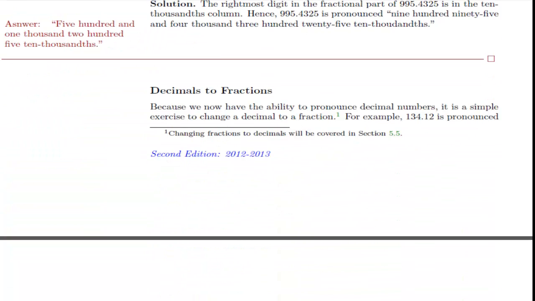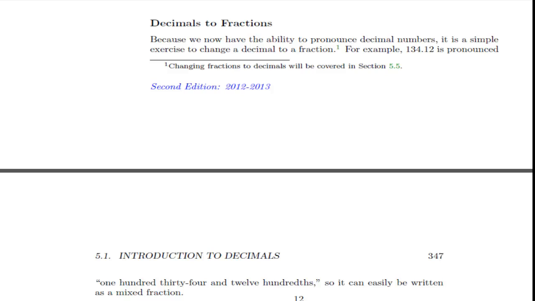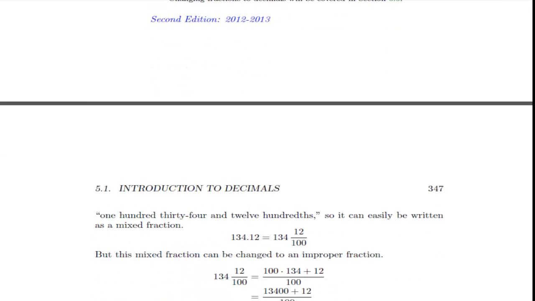Decimals to fractions. Because we now have the ability to pronounce decimal numbers, it's a simple exercise to change a decimal to a fraction. For example, the decimal number is pronounced 134 and 12 hundredths, so it can easily be written as a mixed fraction, 134 and 12 over 100.